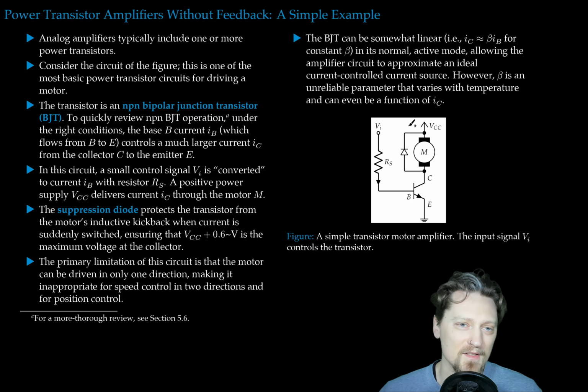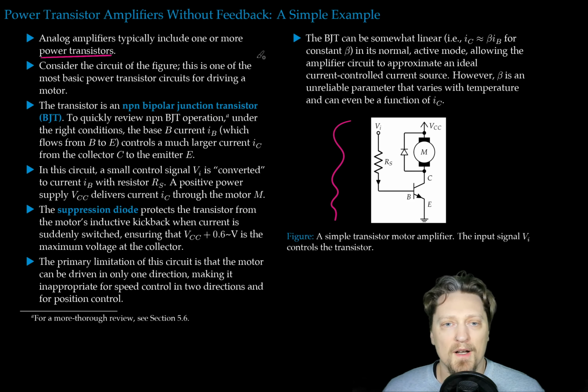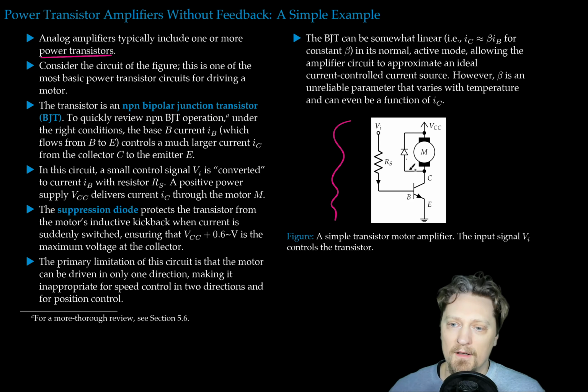Power transistor amplifiers without feedback. A simple example. So this is the first kind we're going to look at. First example. Analog amplifiers typically include one or more power transistors. Consider the circuit of the figure, this guy right here. This is one of the most basic power transistor circuits for driving a motor. The transistor, which is given here, so C, B, and E, is an NPN bipolar junction transistor, or BJT.